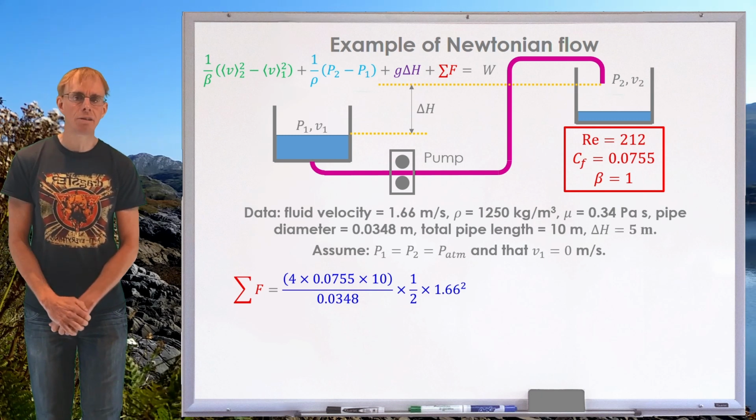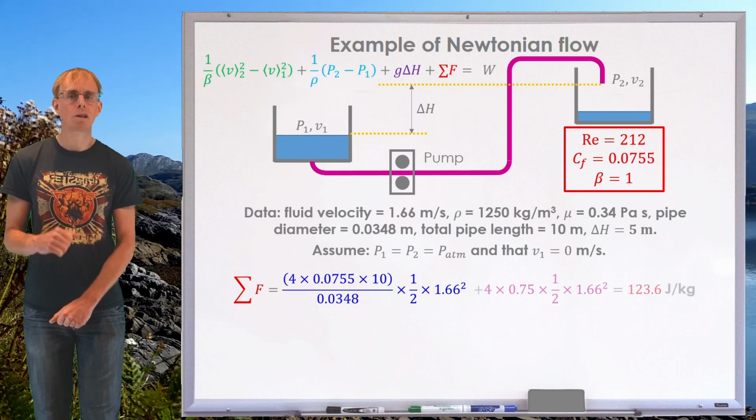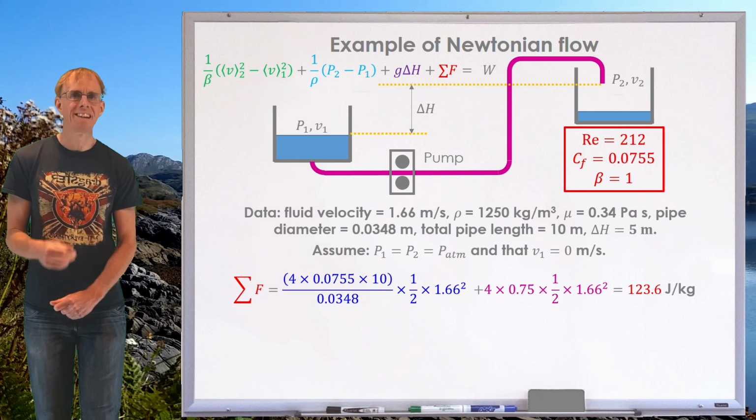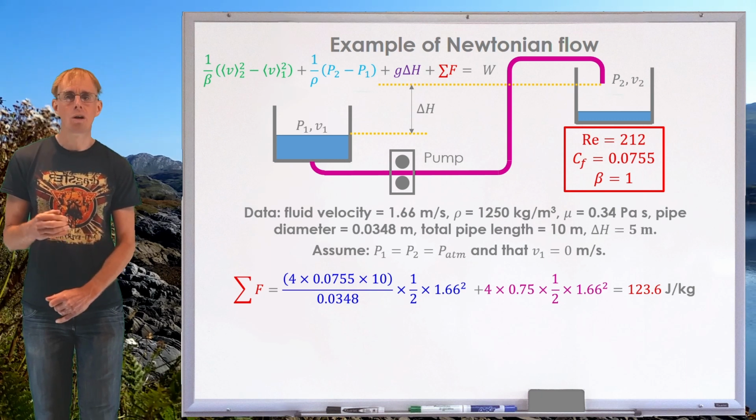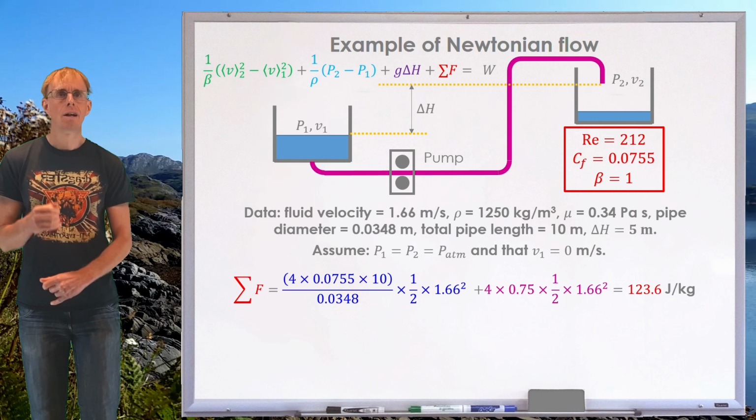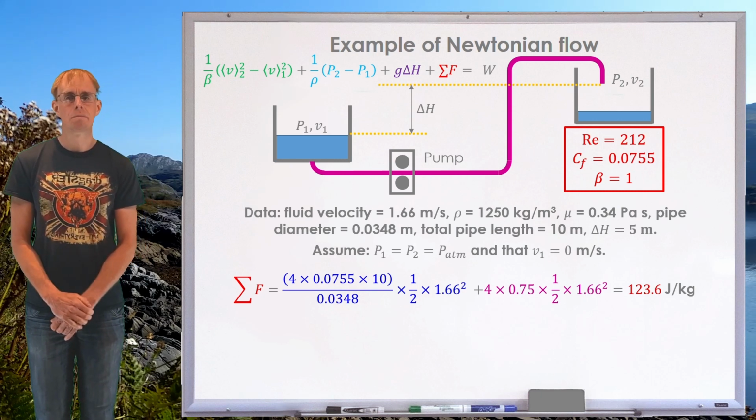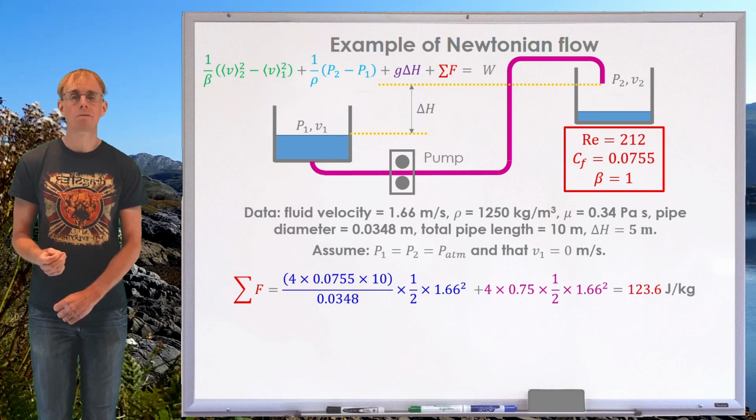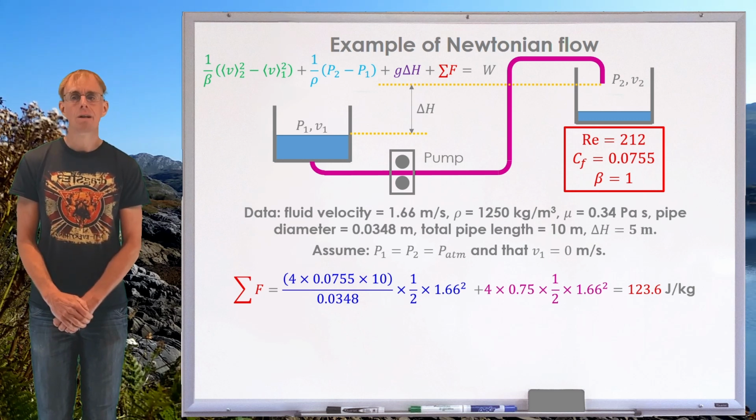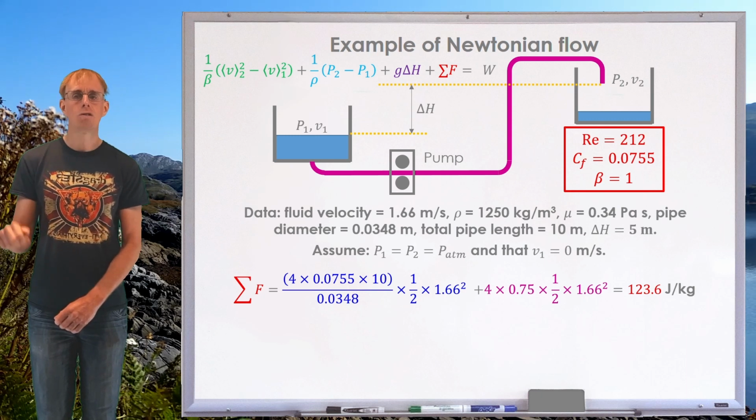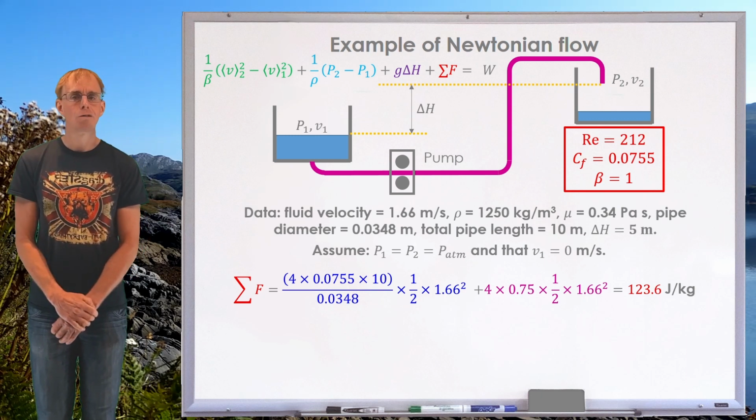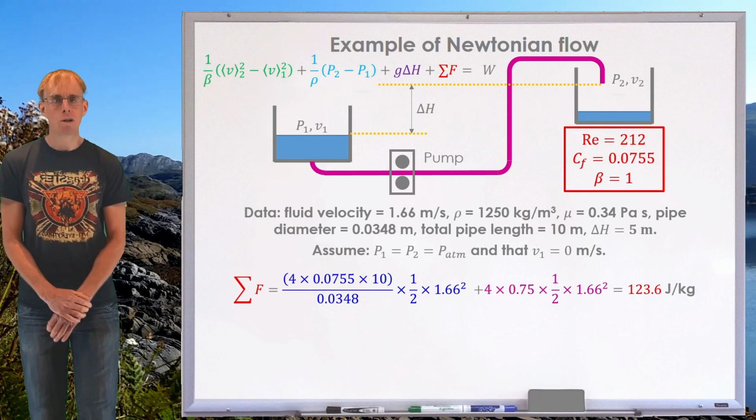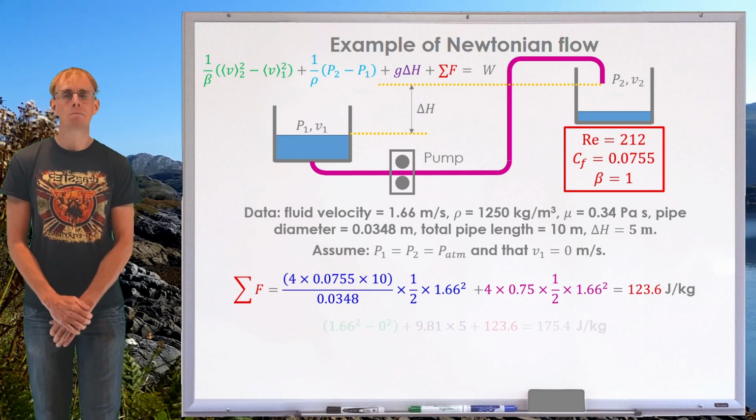Now let's think about the fittings loss. We've got laminar Newtonian flow, and so all I need to do is to use the fittings coefficients as they're stated in the tables. And for a short radius 90 degree bend, that fitting loss is 0.75. And so I have 4 bends. I've got 4 times 0.75 times a half V squared. So my pipe friction loss plus my fitting friction loss gives me just shy of 124 joules per kilo. Okay, great. Now let's look at the other terms in Bernoulli.